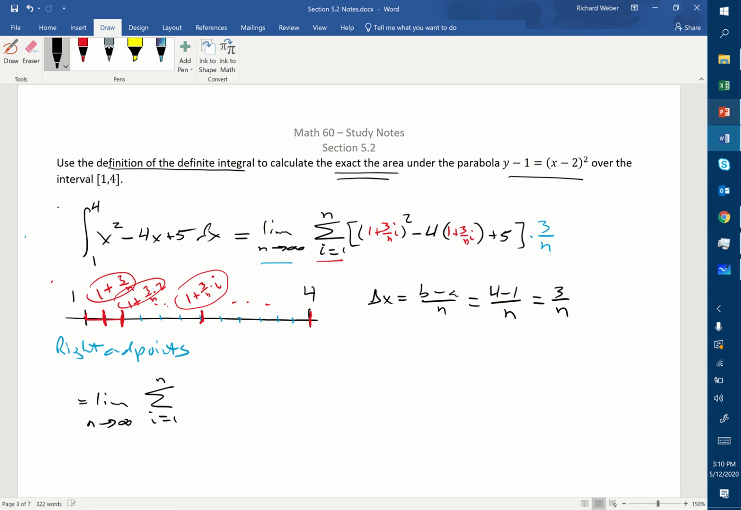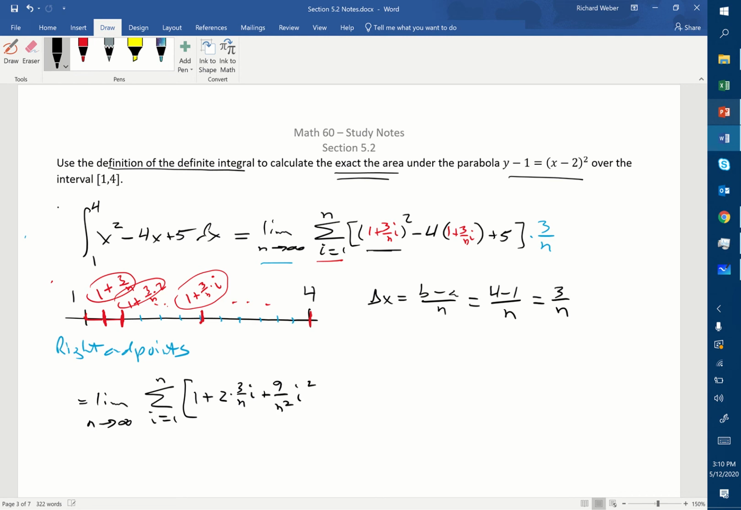But here comes some fun. I'm going to make this big old bracket. We're going to FOIL out this thing, square a binomial. We're going to get 1 plus 2 times 3 over n times i, and then plus, we're going to square it, so plus 9 over n squared i squared.